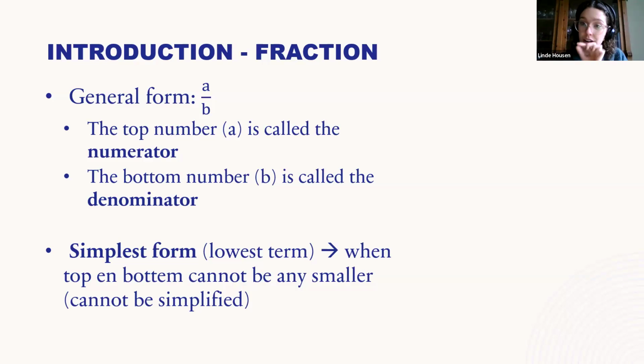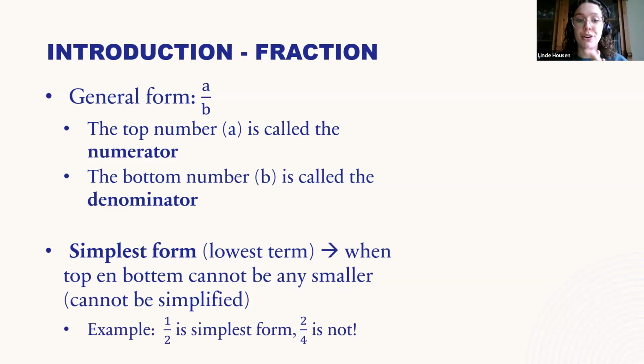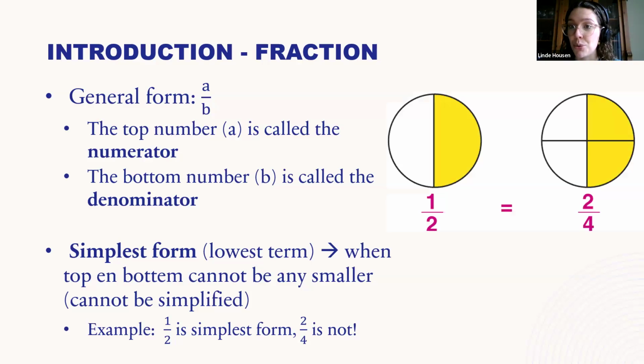So I have already a small example. First of all, we see that a fraction 1 on 2, that is the simplest form, but 2 on 4 is not. And why not? You can see it right here. So we see we have a pie. The pie is on both sides, it's equally big. And the first pie is divided in two parts. So we have part 1 and part 2. And only half of the pie has been eaten. So it's half of the pie, it's 1 on 2 that has been eaten.